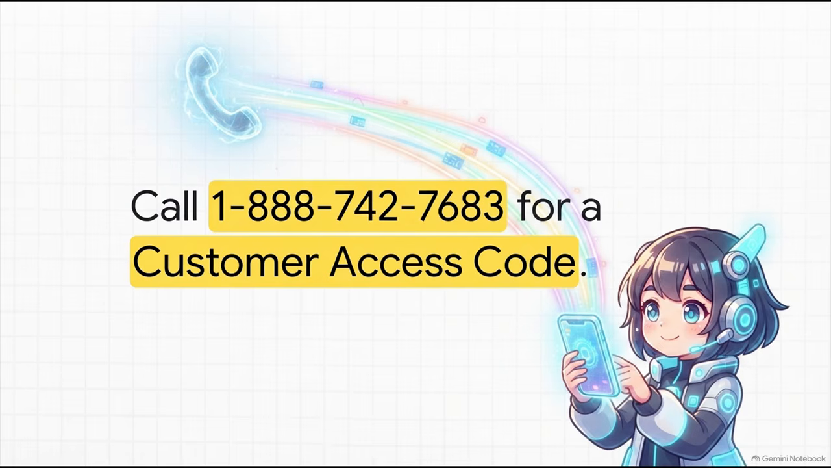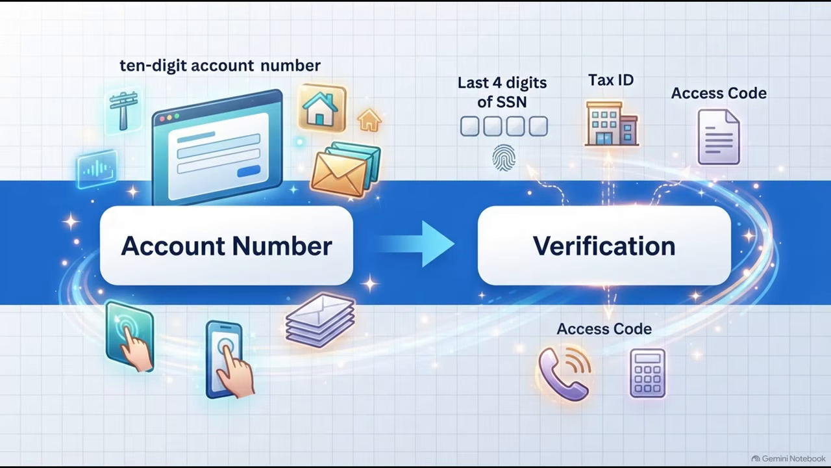Once the rep verifies exactly who you are over the phone, they're going to give you a customer access code, which then acts as your secondary verification input. All right, so with those details in hand, let's look at how this builds into the actual registration process.